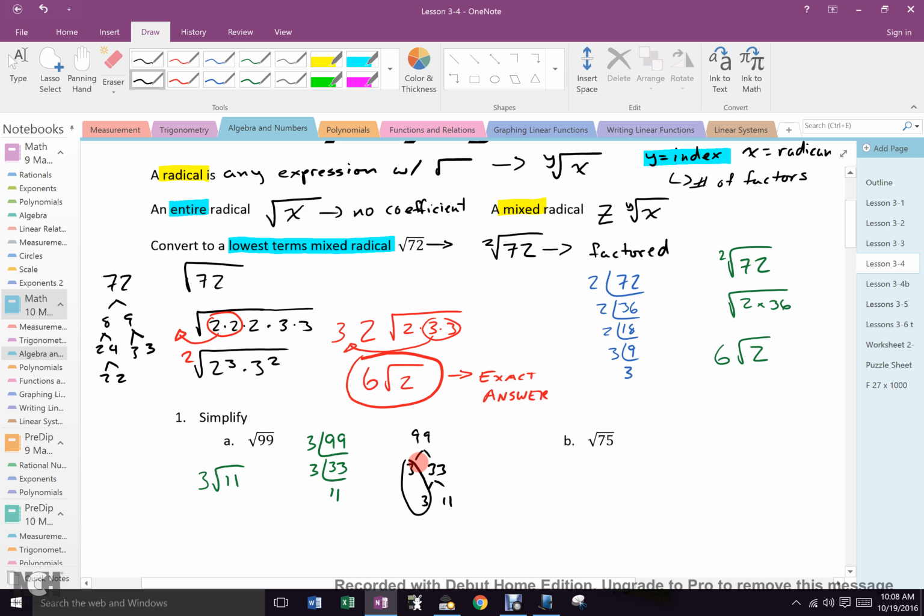Some of you may have done this. Isn't 99 9 times 11? And doesn't 9 have a square root? What is 9's square root? 3. There's my 3, and I left an 11 under there. Is everybody good with at least one of the methods? Yes? All right. So what's 75 going to be?